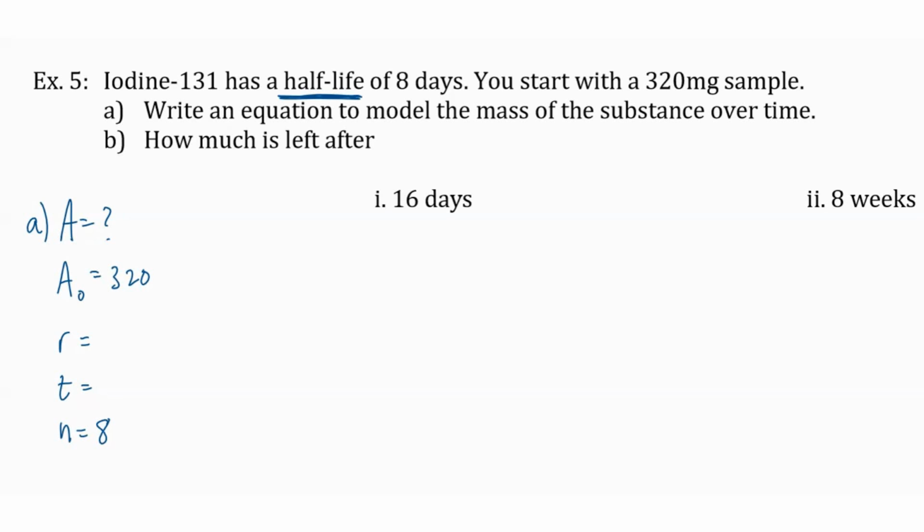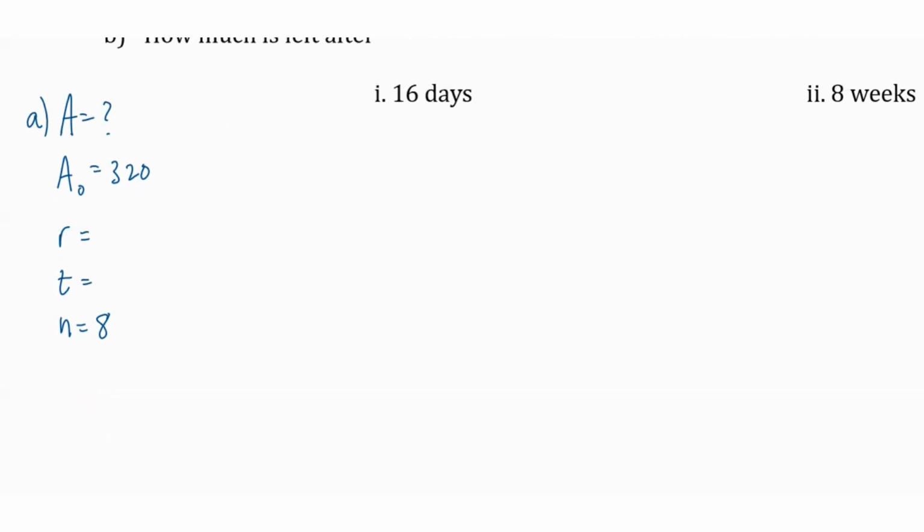Okay? And it's being cut in half. So for half-life questions, your multiplier is always a half. It's being reduced by 50%. So 50 over 100 is a half, or 0.5. But a half-life question is always like that. It's the point of a half-life. So it's 320 times 0.5 to the T over 8.